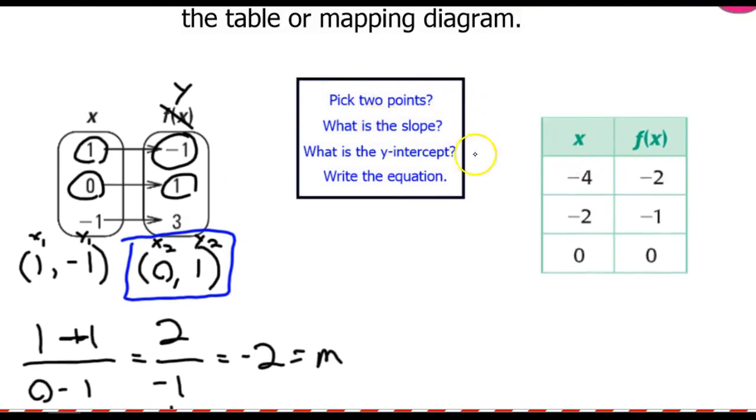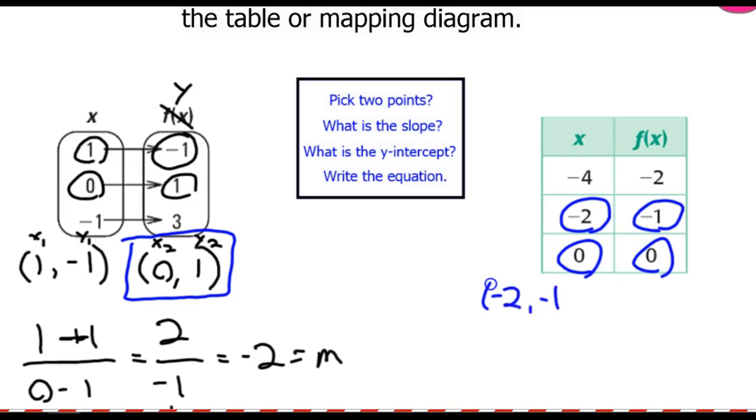Here we're going to pick 2 points, find the slope, and find the y-intercept. So the points that I'm going to pick are negative 2, negative 1 and 0, 0.